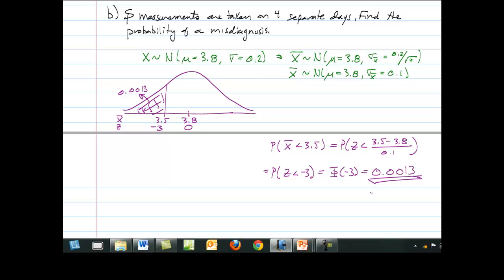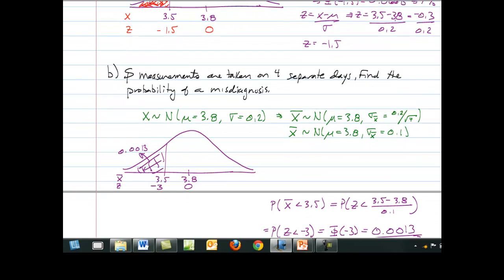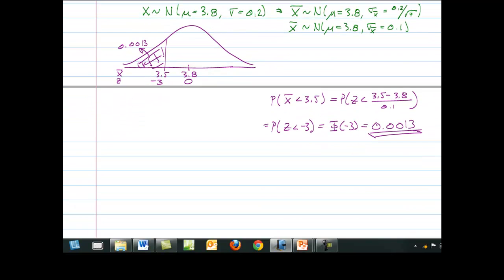Now, why the difference here? Why was this 3.5 didn't change, but the standardized value changed? So up here, notice, this used to be 1.5 standard deviations below the mean. Now it's 3 standard deviations below the mean, because our sampling distribution variability gets smaller as my sample size gets larger and larger.